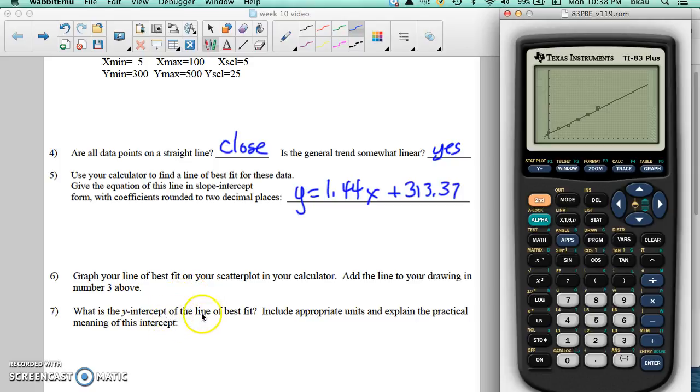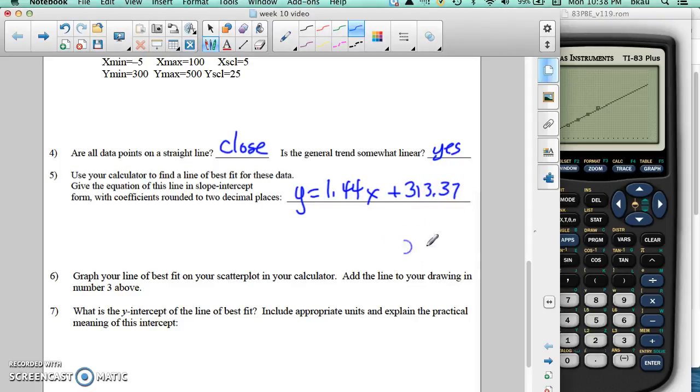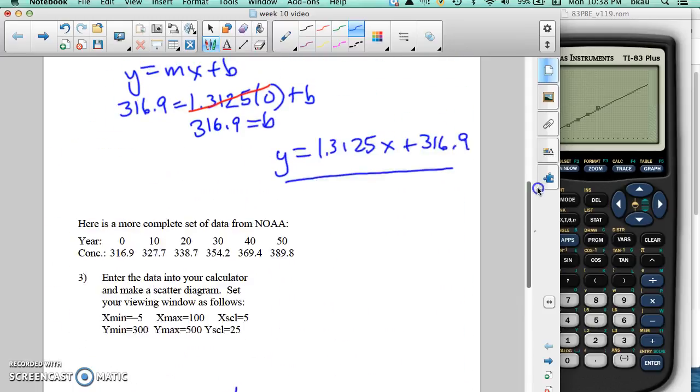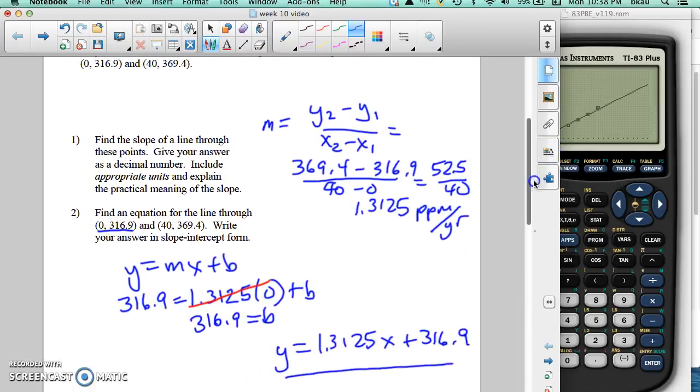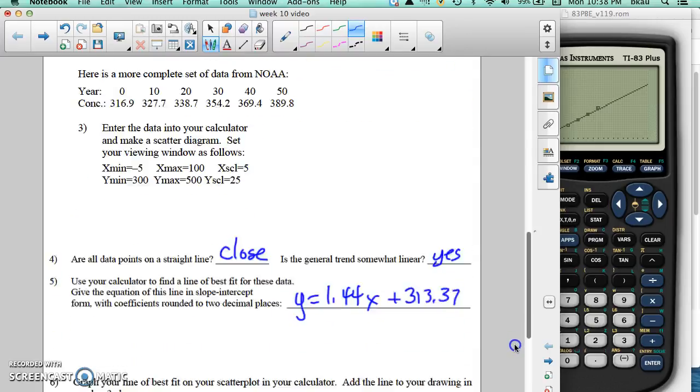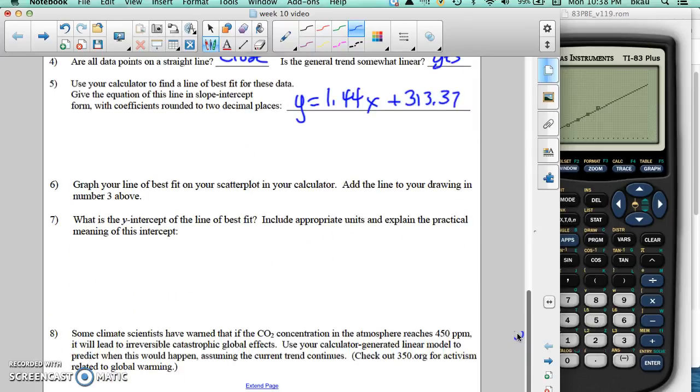What is the y-intercept of the line of best fit? It's 313.37. That means that it thinks that when we started our data set, that's our initial value of the parts per million. For this, they're saying the initial value of parts per million is 313.7. Alright, now we're going to continue this on the next video a little bit, because we're running out of time here on this one.